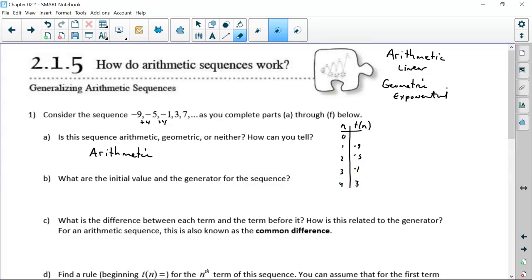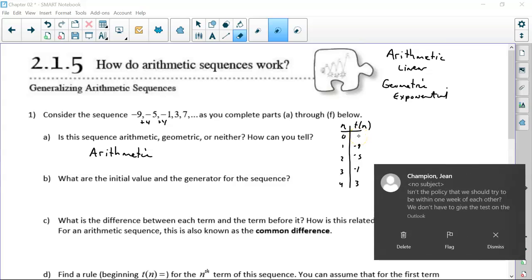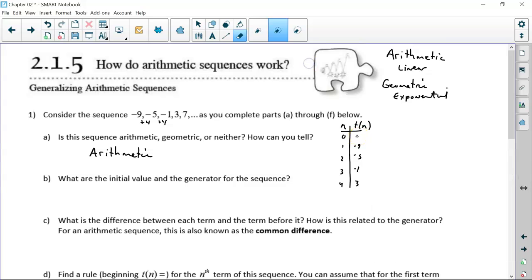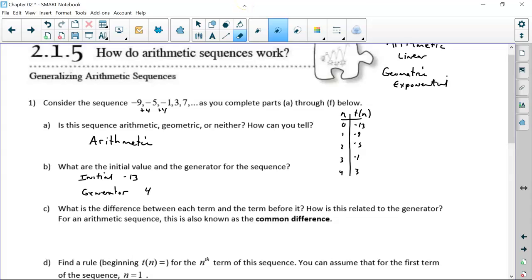Now, to go backwards, since we're adding 4, we have to subtract 4. We're at -13. What are the initial value and the generator for each sequence? Now, the initial value is -13, and the generator, our slope for this, is 4. Now that difference is the generator.